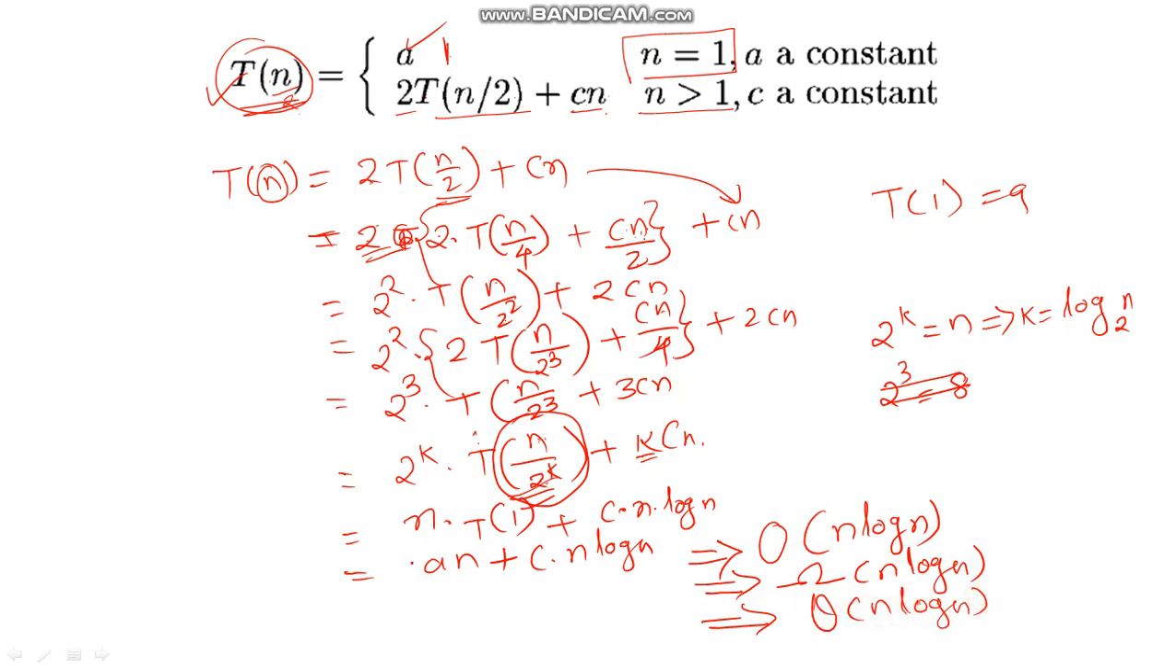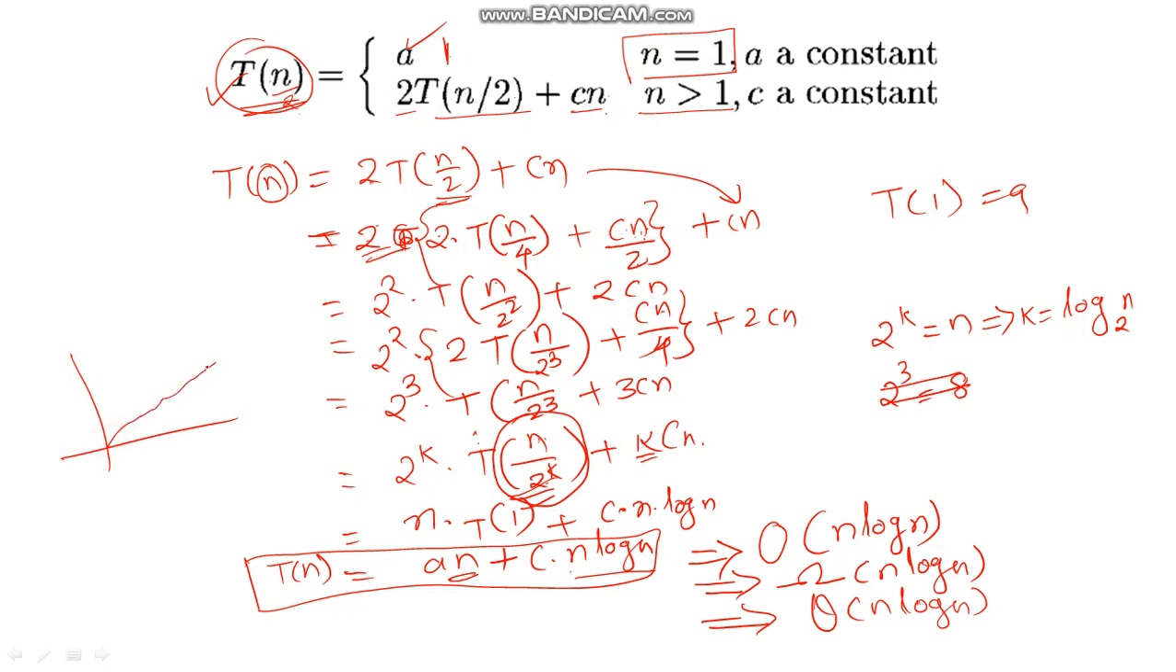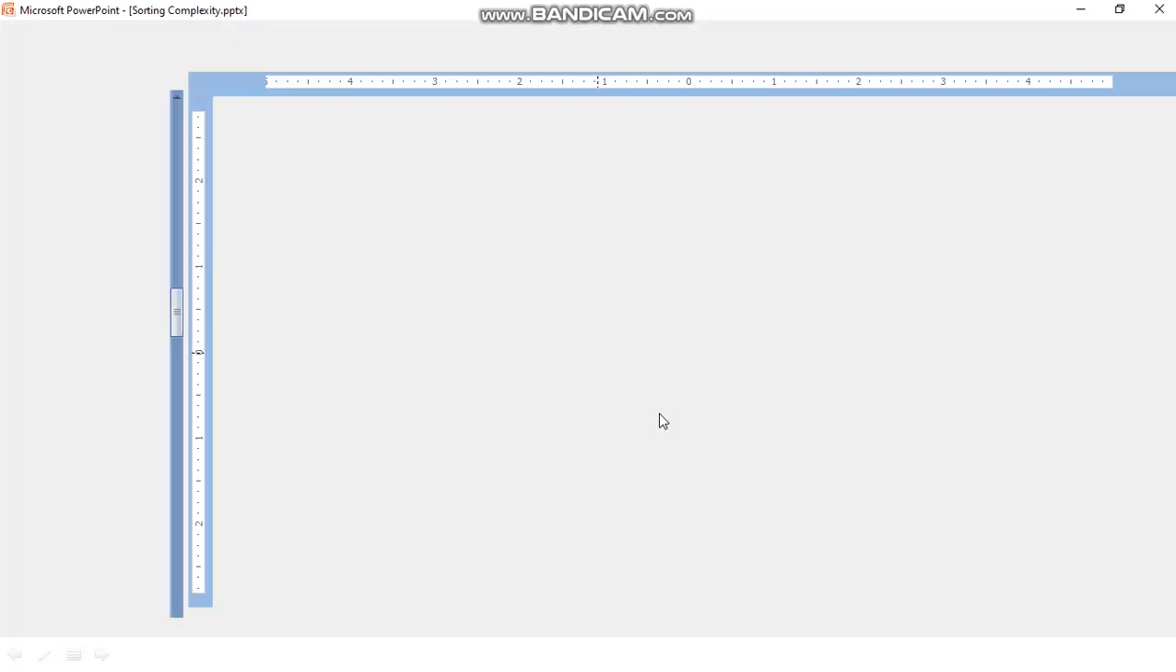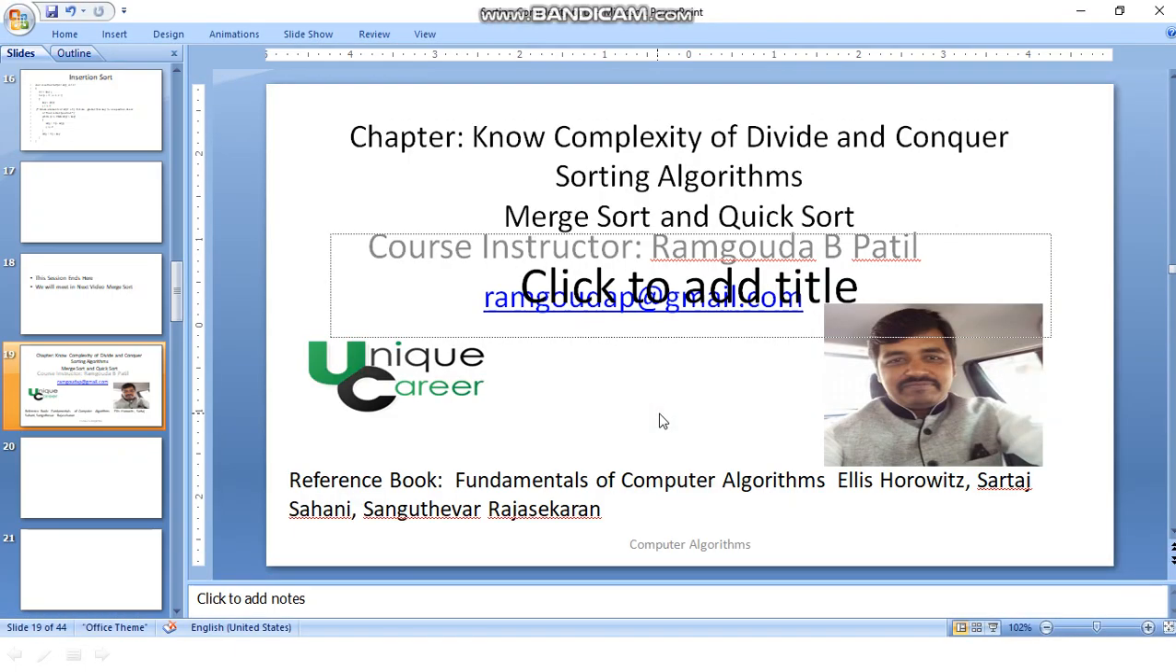In that, for any equation, I have explained that in this particular equation, the higher growing functions are A into n and n into log n. If this is a graph, n will be growing linearly and n into log n will be going faster than this. So the complexity of this particular algorithm is n into log n. So merge sort is an algorithm wherein the complexity of merge sort is n into log n.